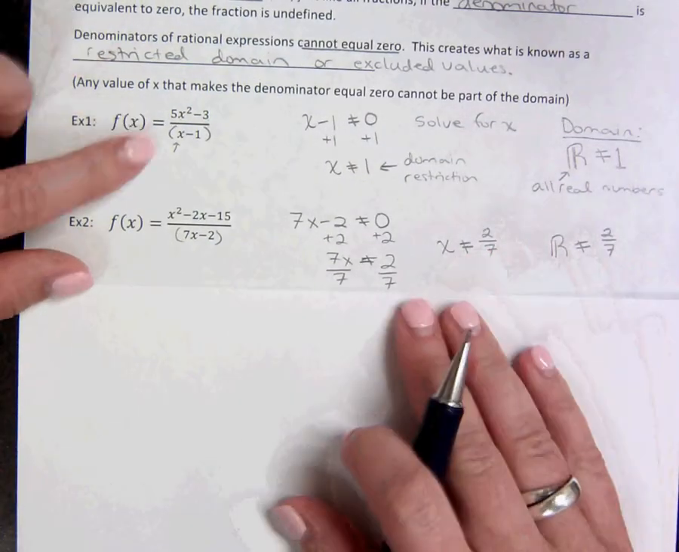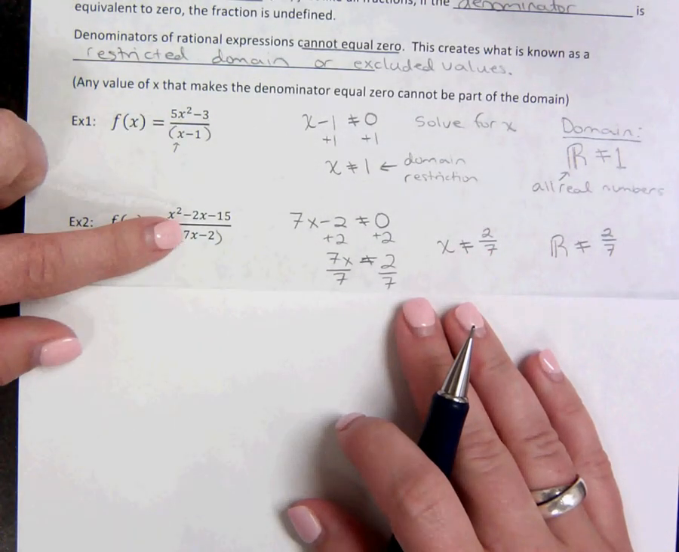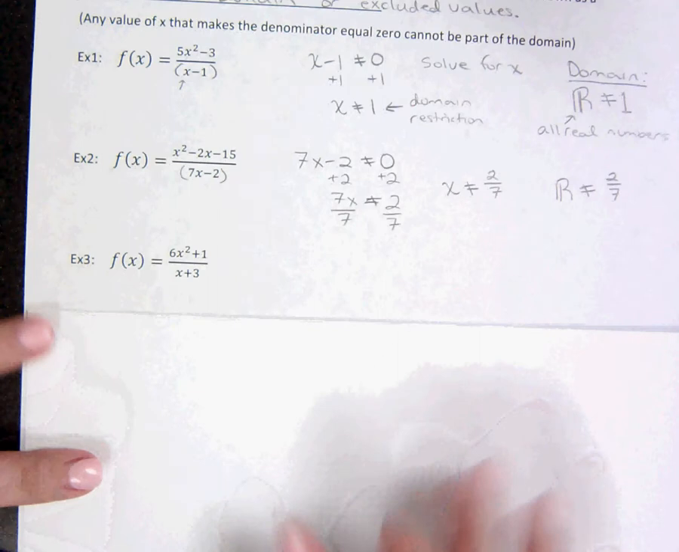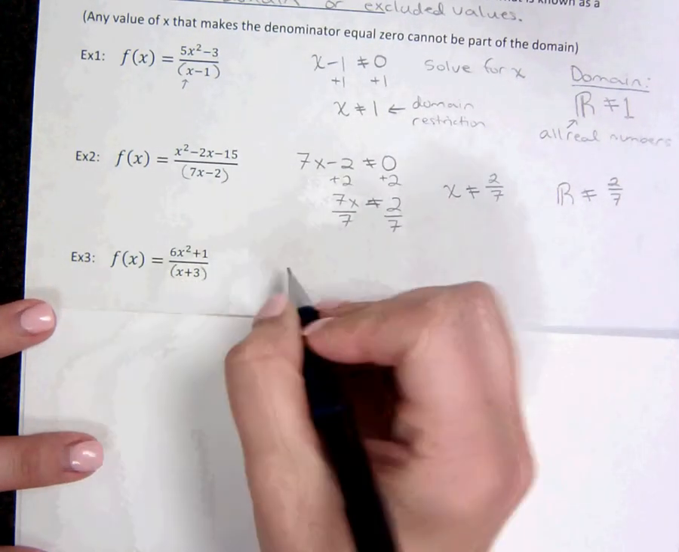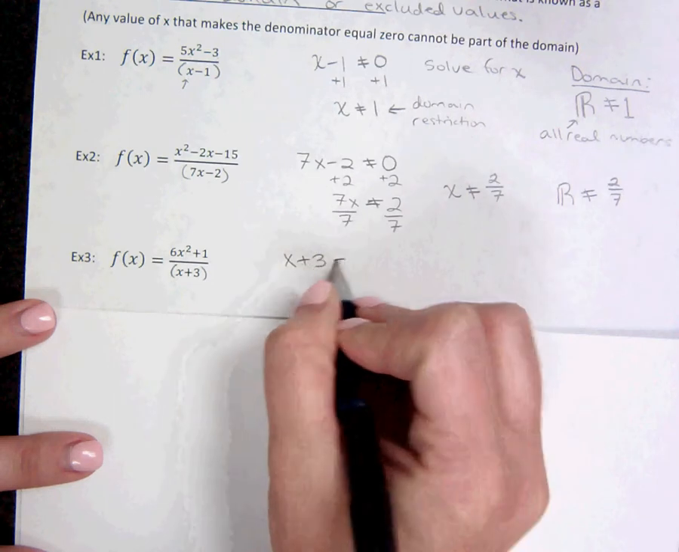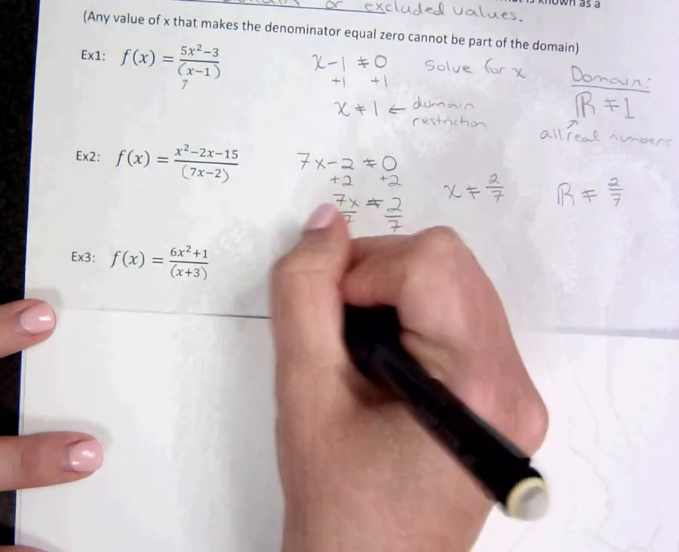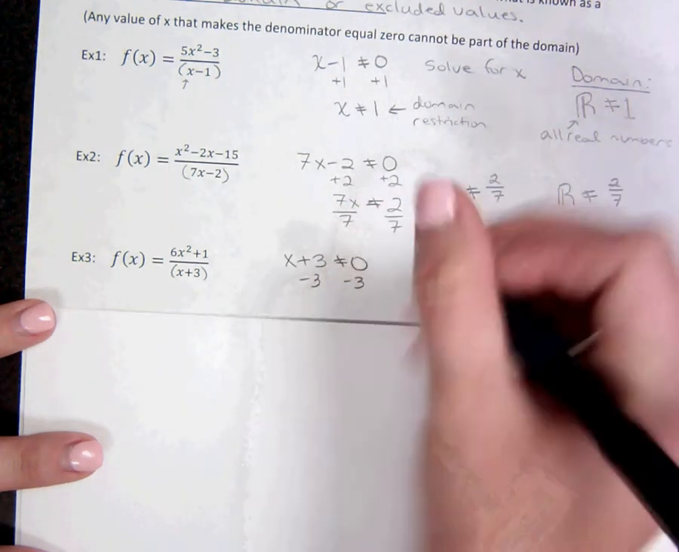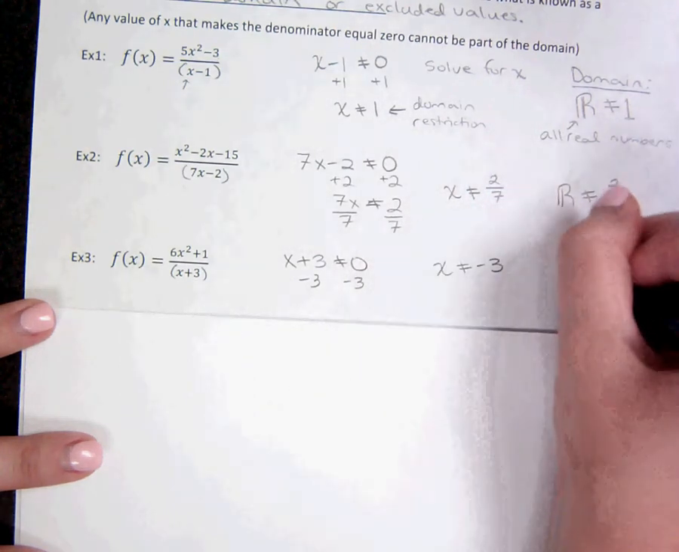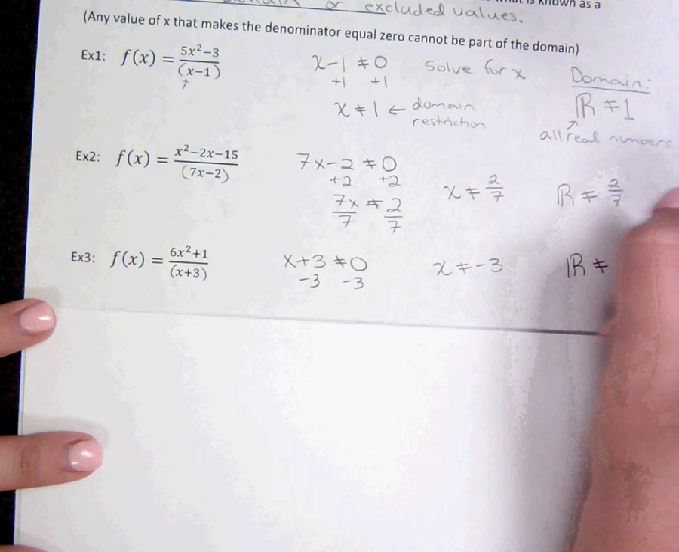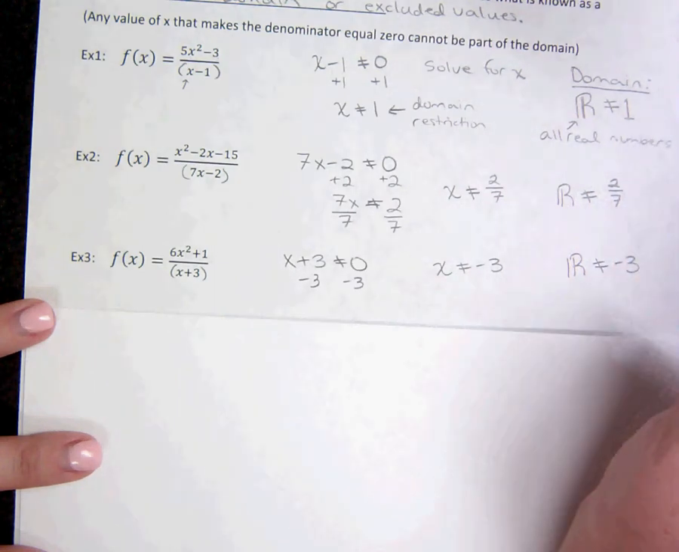So this is pretty easy. Just remember it's all about the denominator. The denominator cannot equal 0. So let's look at the next one. Pretty simple. It will say state the restricted domain. So it's whatever's on the denominator cannot equal 0. And these are generally pretty easy to solve for x. X cannot equal negative 3. So the domain is all real numbers not equal to negative 3.